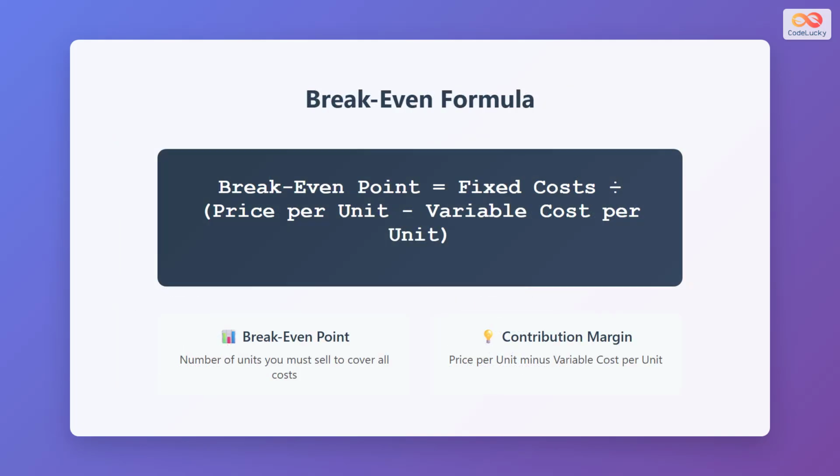These costs increase or decrease directly with your production and sales volume. The break-even formula is straightforward. Break-even point equals fixed costs divided by the result of price per unit minus variable cost per unit. The denominator, which is price per unit minus variable cost per unit, is called the contribution margin. This represents how much each unit sold contributes toward covering your fixed costs. Once you understand this formula, you can calculate exactly how many units you need to sell to cover all your expenses and start generating profit.